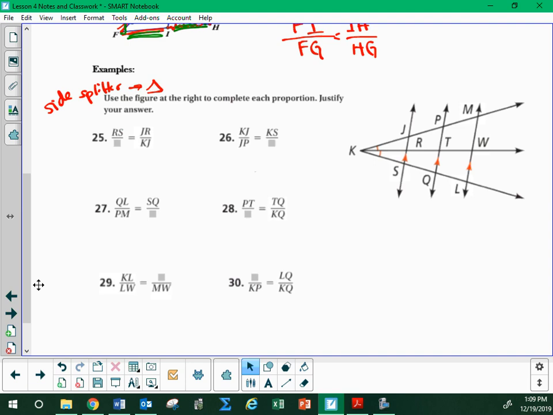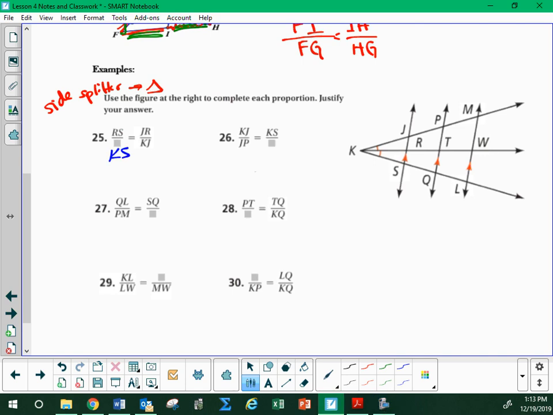What'd you get? KS. Which theorem is it though? Angle. Yeah, triangle angle bisector. Very good. You got it. Please put it. Okay, that's fair. Let's see how we did with this. So the first one, we should have gotten KS.